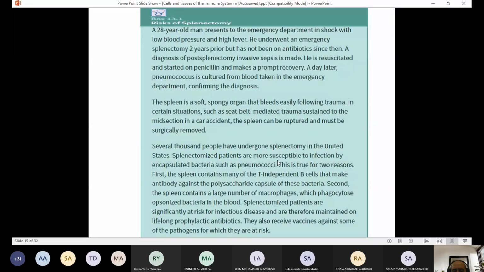Patients are more susceptible to infections. The idea here is that people could be susceptible to bacteria, especially encapsulated bacteria, if a splenectomy has taken place.